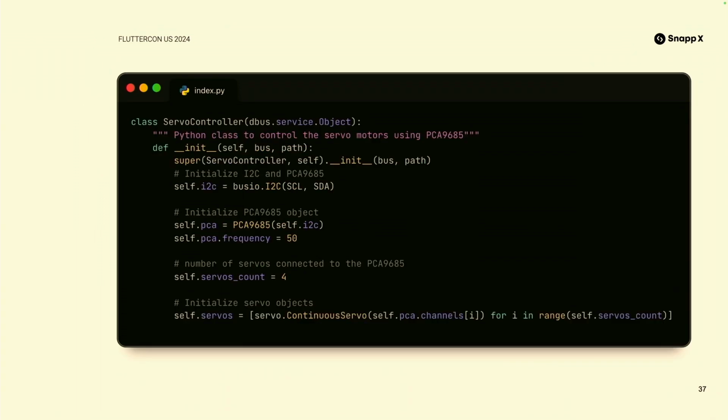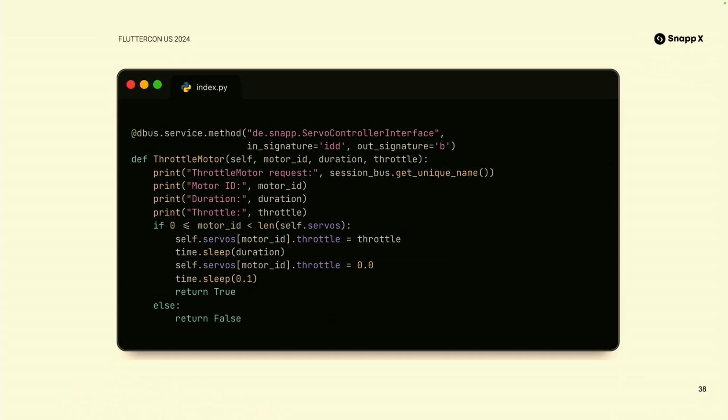We have to do some things in here. We have to initialize our I2C bus for the PCA 9685. I just got the sign that I need to speed up a little bit, so it's going faster now. We initialize it, we set the frequency, that's basically that example project. We finally create a method in Python that is then available on the dbus. Here it's called throttle motor. It takes the ID, because we could connect up to 16 servos, and it takes the duration and the speed, and that's it on the Python side.